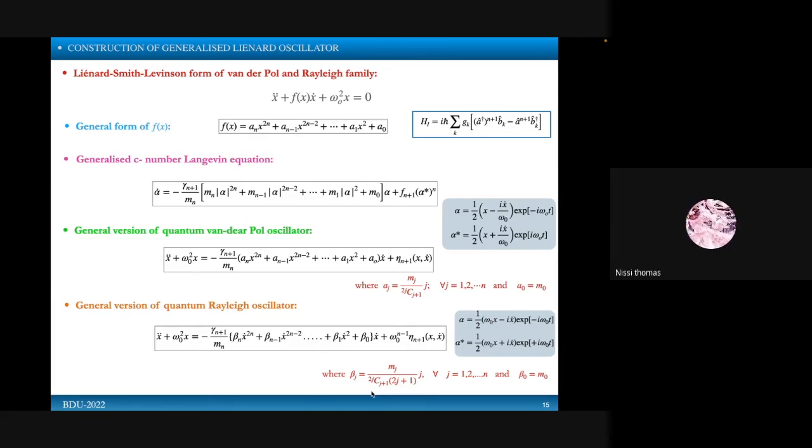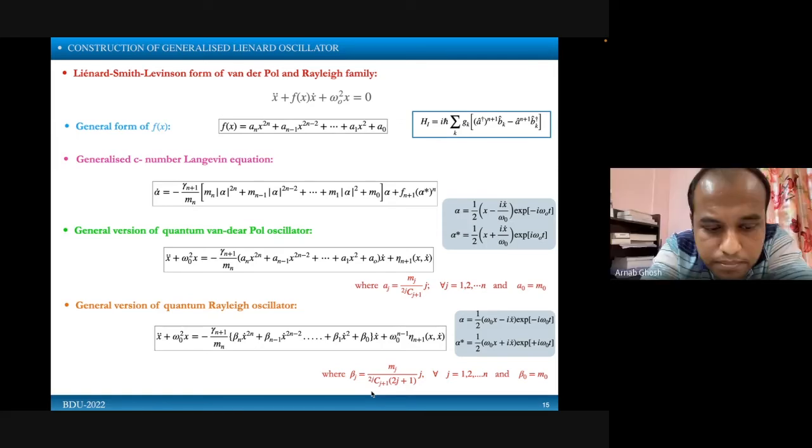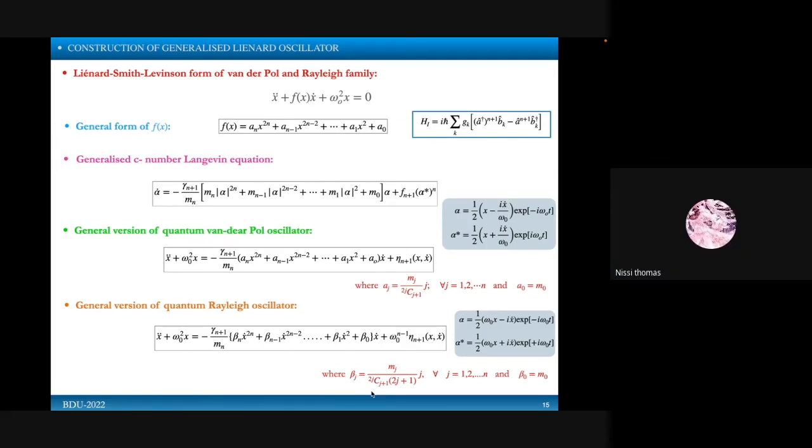How do you choose those alpha for van der Pol and Rayleigh? Sorry? How do you choose this alpha is equal to half x minus i x dot? That one for van der Pol, and half 1 by 2 omega x minus i x dot for Rayleigh. How do you choose?